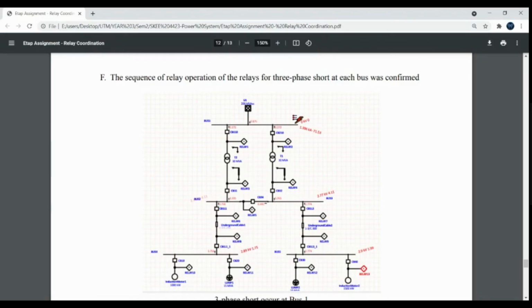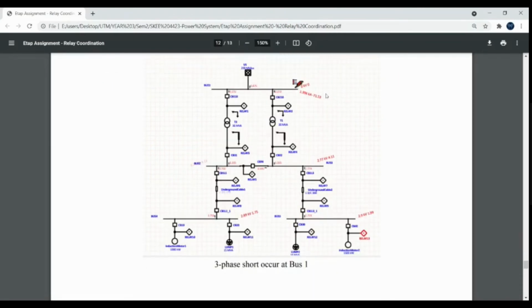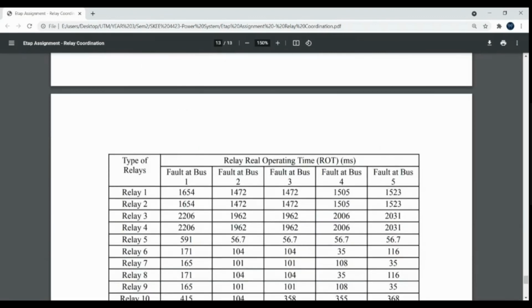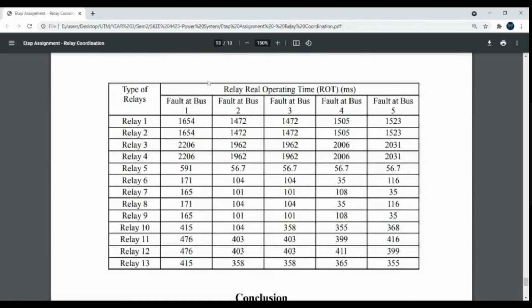Now, I will explain the sequence of relay operation of the relays for a 3-phase short at each bus. This is the example of the 3-phase short occurring at bus 1, and this is the sequence of relay operation. The data was collected and put in this table. When the fault occurs at bus 1, relay 7 and relay 9 will operate first, then followed by relay 8 and relay 6 and other relays.